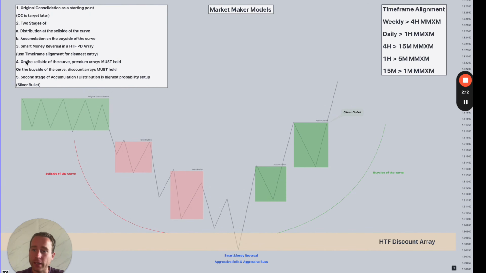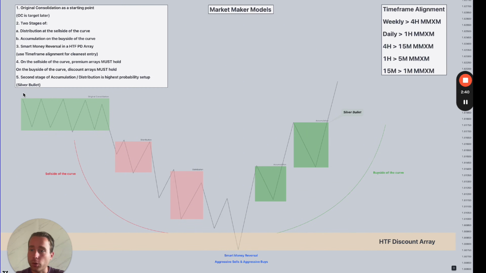On the sell side of the curve, premium arrays must hold. So the bearish order blocks, the bearish fair value gaps, the bearish breakers, all the premium arrays must hold. And if you've seen that smart money reversal indicating that we're going into a buy program, discount arrays should hold. So that means bullish fair value gaps, bullish order blocks, bullish breakers.